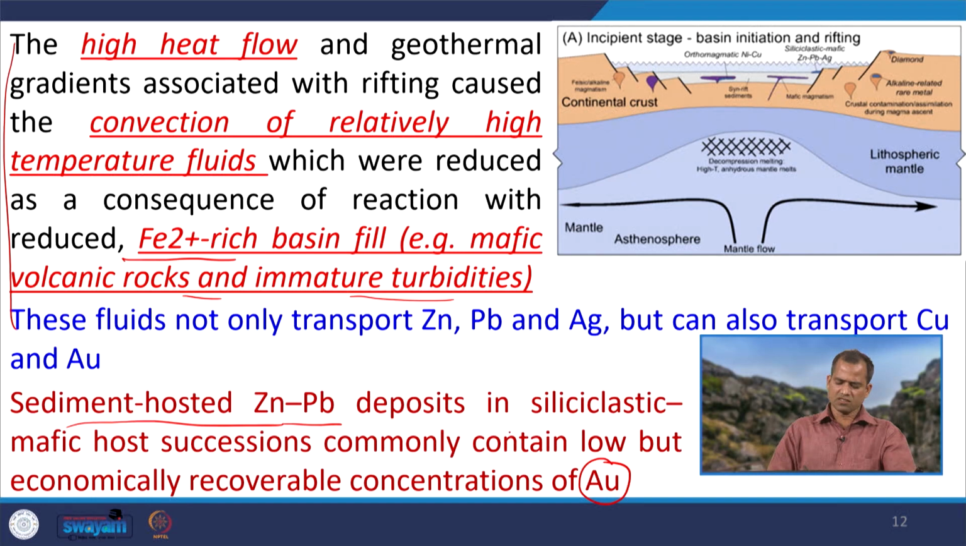So, sediment hosted zinc-Pb deposits in siliciclastic mafic host successions commonly contain low but recoverable Au. That means the magmatic type and the host type are deciding factors for which type of mineral will be emplaced through a rift basin, at the basin flank and at the basin interior.